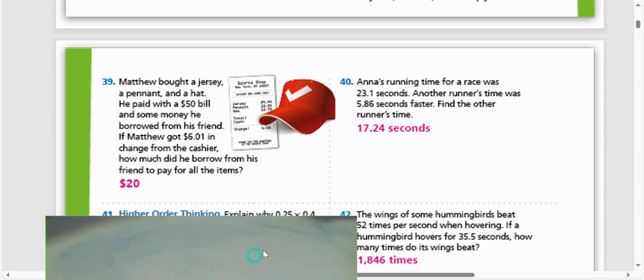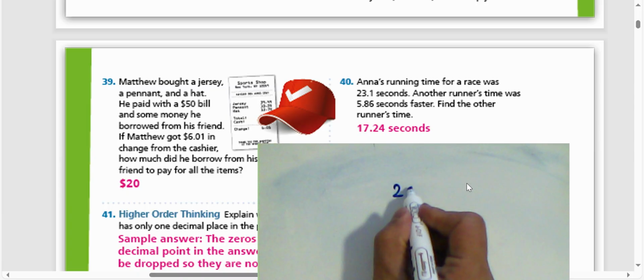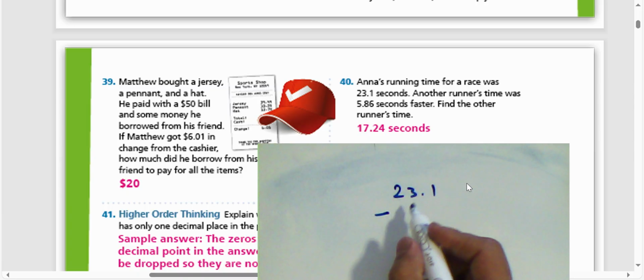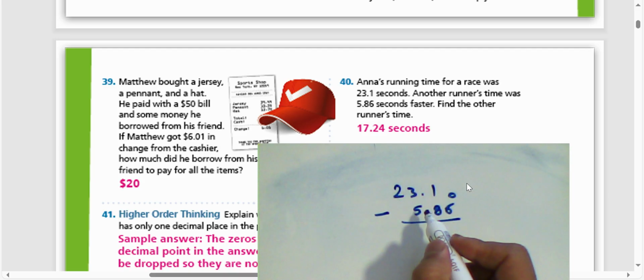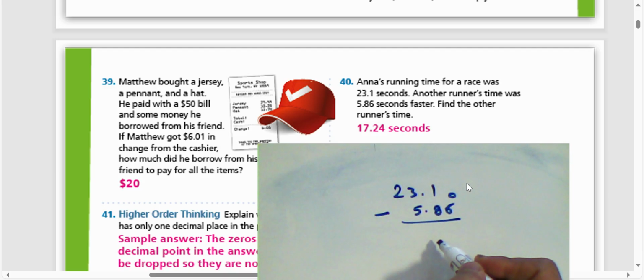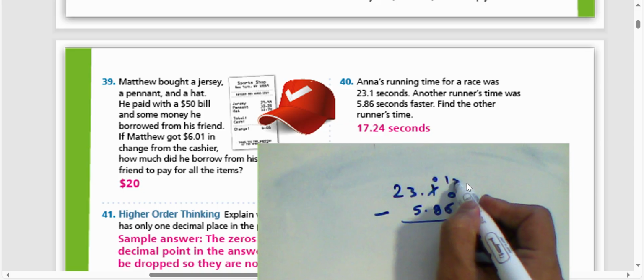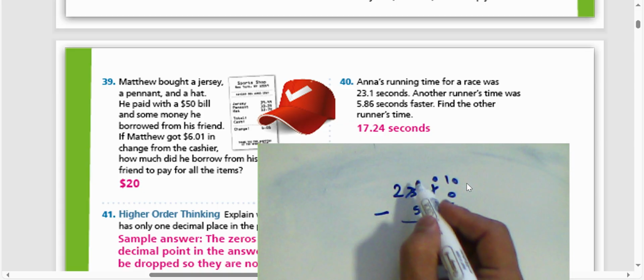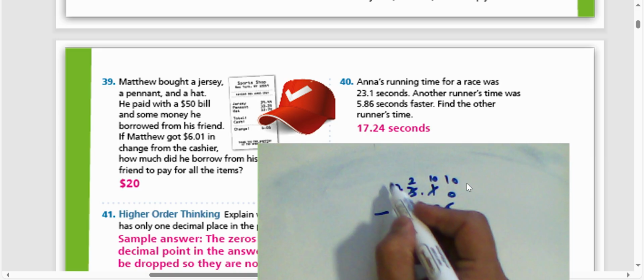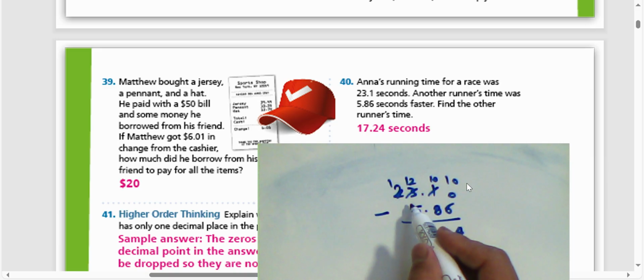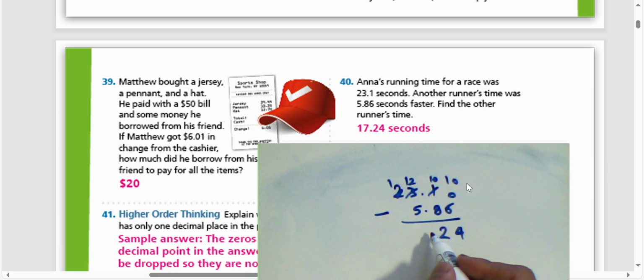Like this: 23.1 subtract 5.86. 0 minus 6, we can't do it, so you must borrow 1. It will be 10. 10 minus 6 is 4. Borrow 1 from 3 will be 2, and here 10. 10 minus 8 equals 2, and 2 minus 5, we can't do it. Borrow 1. 12 minus 5 equals 7. And then write 1. The result will be 17.24. Okay, it's the difference between two numbers.